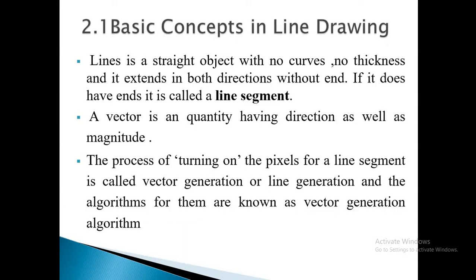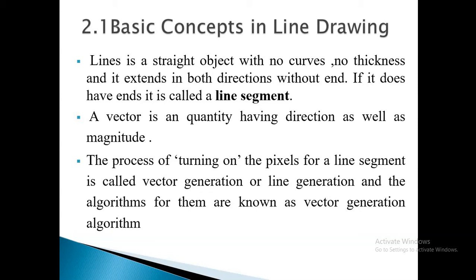The first topic is basic concepts in line drawing. In this topic we have discussed that a line is a straight object which has no curves and no thickness. It extends in both directions without end. If it does have ends, it is called a line segment.